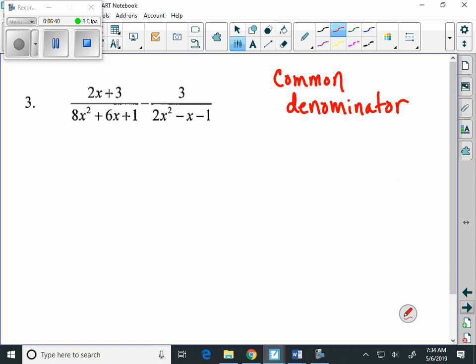And I'm not going to show quite as much work on the factoring, but for the 8x squared plus 6x plus 1, you need to split the middle. For the 2x squared minus x minus 1, also splitting the middle. And as we take a look at this, then this is 2x plus 3. And again, not showing the split the middle part here.